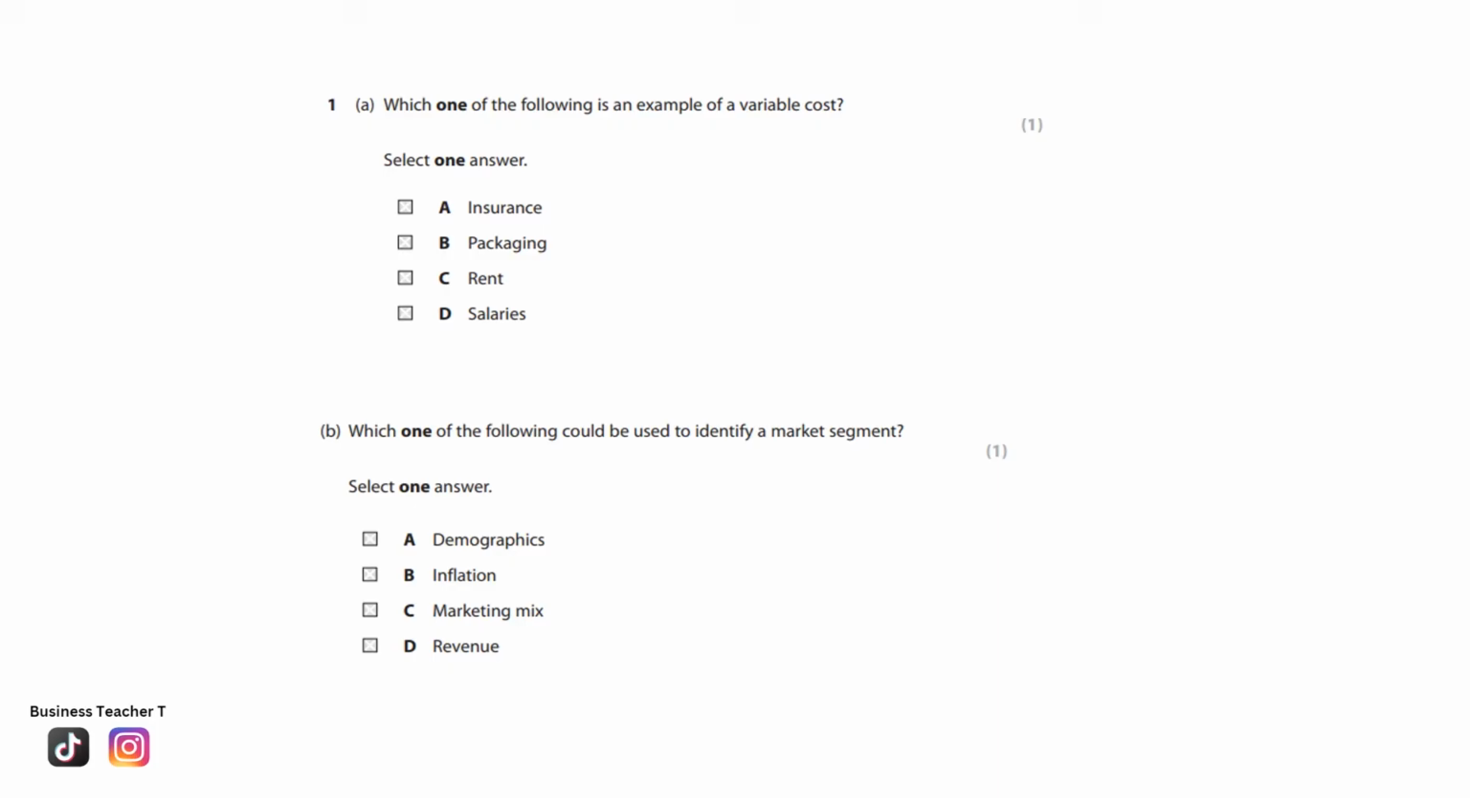Section A. Which one of the following is an example of a variable cost? Insurance, packaging, rent, or salaries? And the answer is B. Packaging. Next question. Which one of the following could be used to identify a market segment? A. Demographics, B. Inflation, C. Marketing mix, or D. Revenue? And the answer is A.